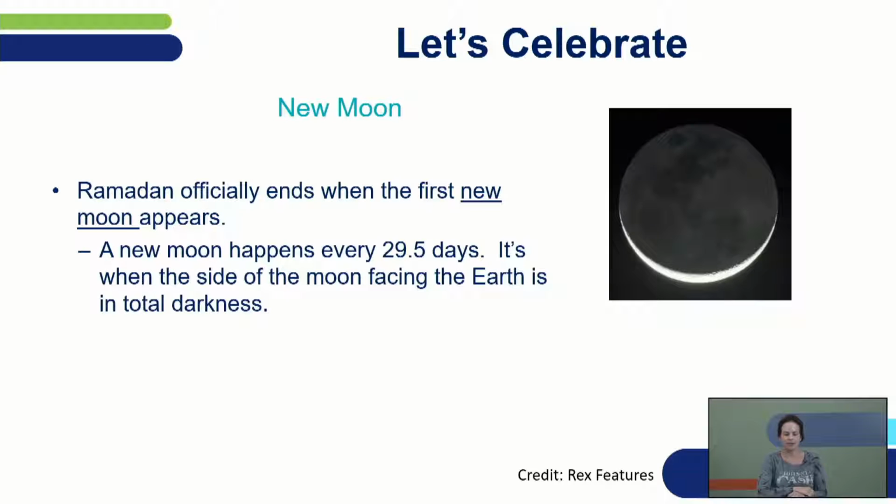The new moon. Ramadan officially ends when the first new moon appears. So you might be asking yourself, well, what does a new moon look like? So here I have a picture of a new moon. A new moon happens every 29 and a half days. It's when the side of the moon facing the earth is in total darkness. So the picture that I have here is almost a full moon, okay? We almost cannot see anything. So when there's a full moon, that's when Ramadan's over and it's time to party, time to celebrate.